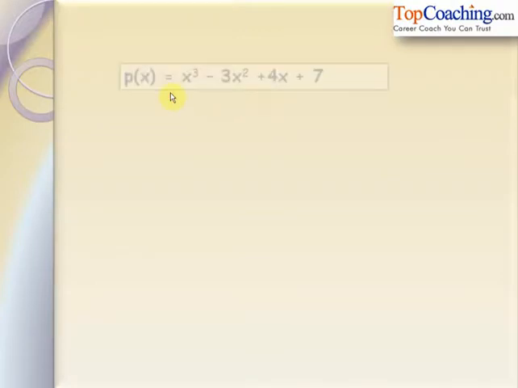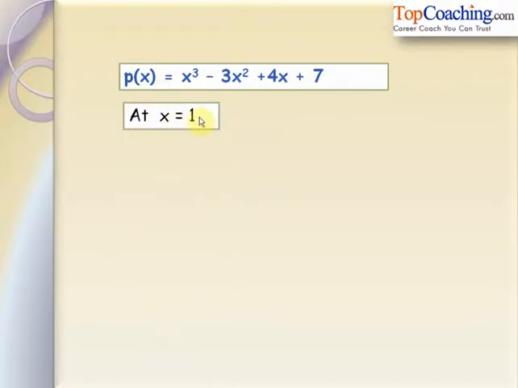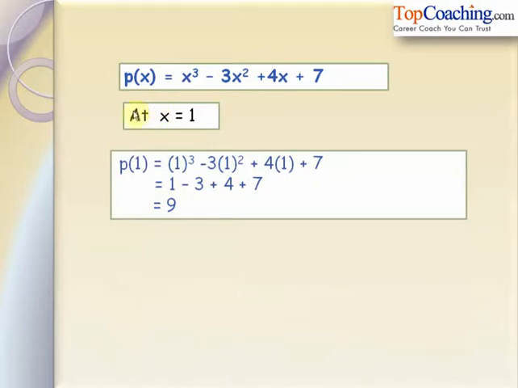We have the polynomial p of x equal to x cube minus 3x square plus 4x plus 7. Now at x equal to 1, that is if the input to this polynomial is x equal to 1, then what we get is p of 1 equal to 1 cube minus 3 times 1 square plus 4 into 1 plus 7. Simply we replace x by 1. So if we replace x by 1 in this expression, what we get is this.